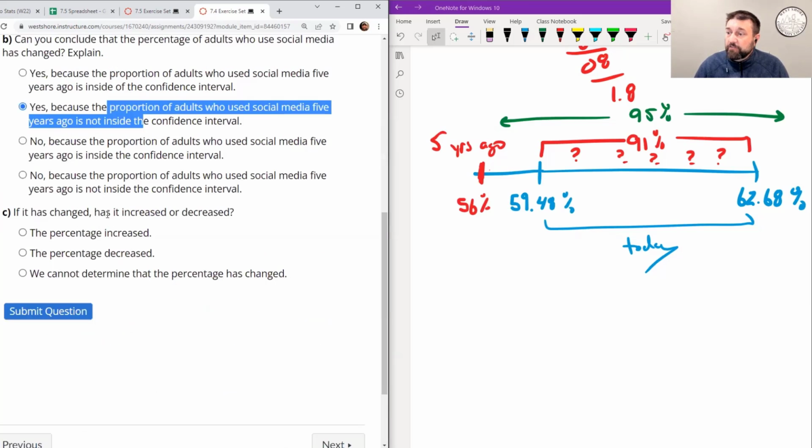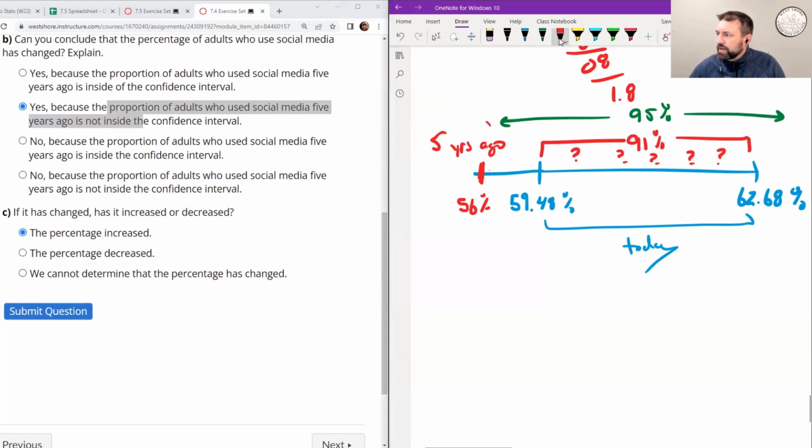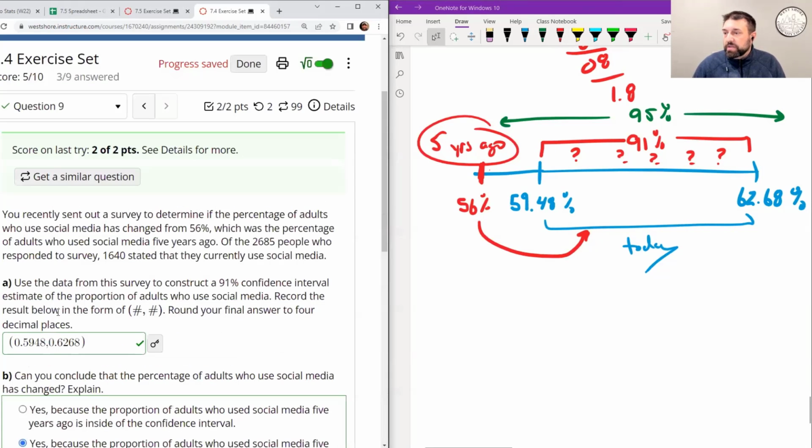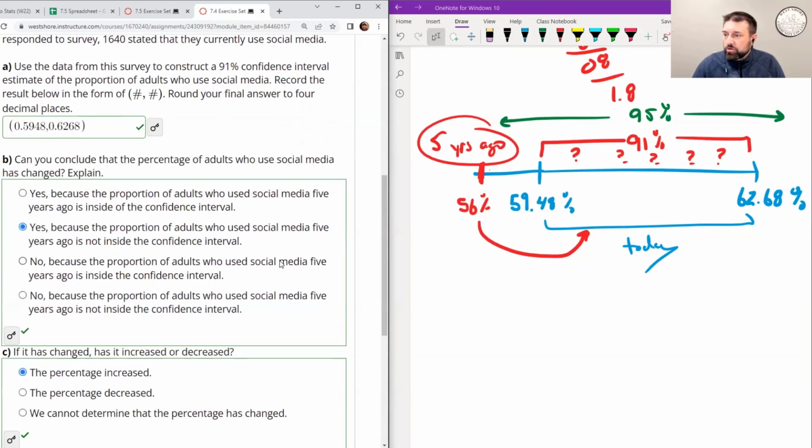And then finally, if it has changed, oh yes, it has, has it increased or decreased? I would say that the percentage has increased. It went from 56 5 years ago up to this interval today. So I'd say that the percentage has increased. Submit, and we got them correct.